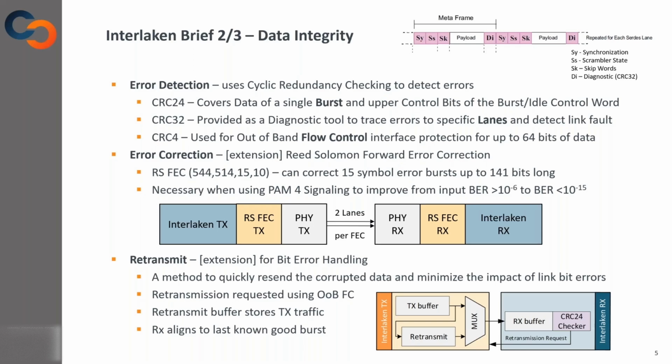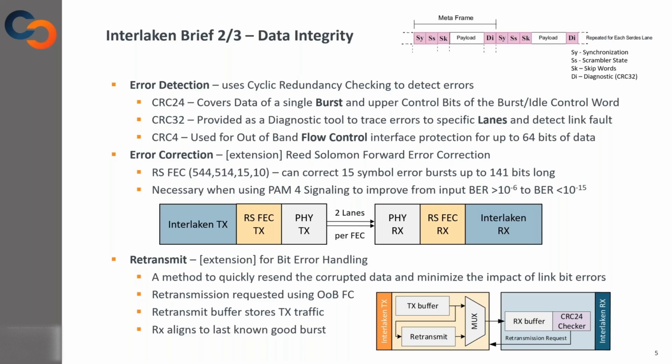So this is sort of like a data integrity CRC. The CRC32 is more of a diagnostic CRC to help you identify if a specific lane is acting up or has a link fault, so you can quickly know which specific lane that is and maybe take it out of commission. And there's an additional CRC4, which is used for protecting the out-of-band flow control interface, because it is a separate interface with separate pins that needs an error detection mechanism as well.